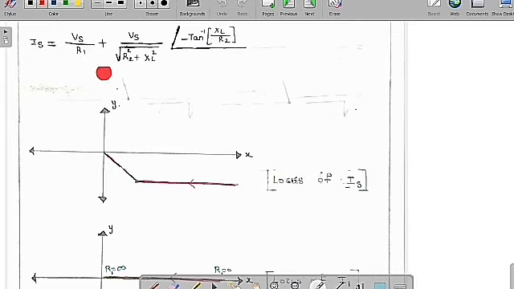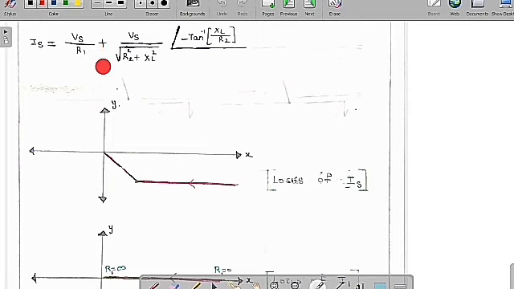See, when R1 is going to change, this term is independent of R1, so we can say that this is a constant value. Therefore this is the magnitude and this is the angle. So this line is called the diagram of this point. But here this other term is a variable, so we have to draw this one, then we have to add these two things to get the overall Is.